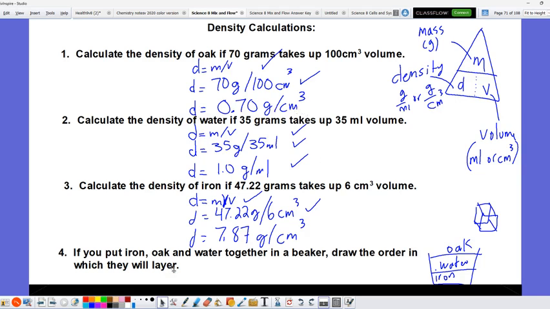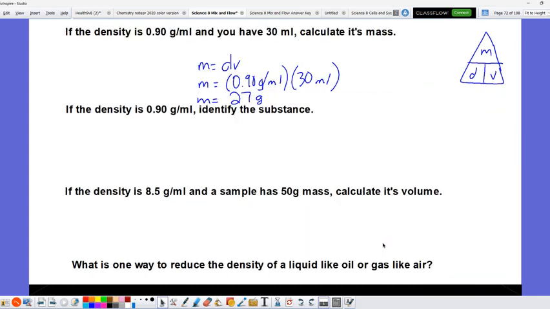And so if you figure out the density of three substances, like this is oak and water and iron, you can see the less dense materials are at the top, and the greatest density is at the bottom. And we did some more practice.